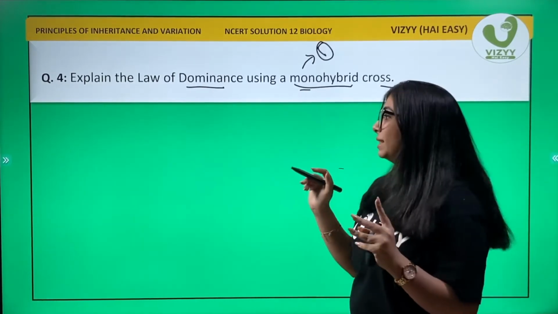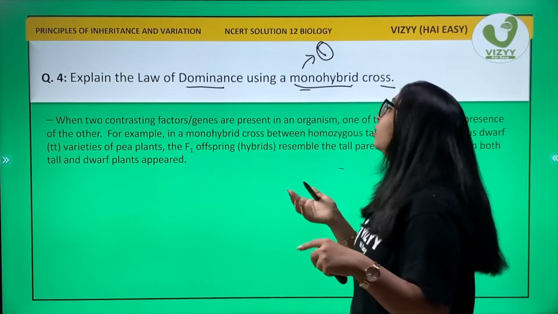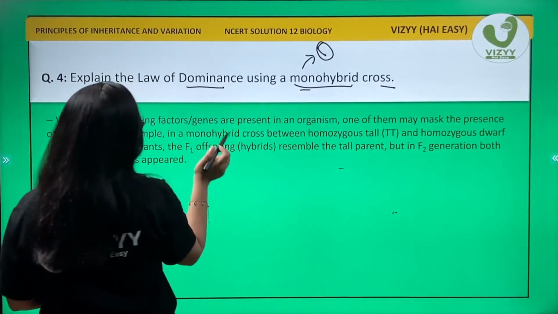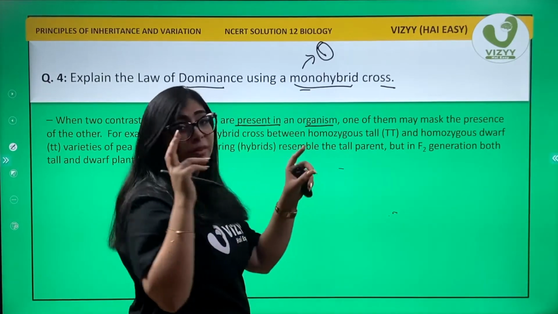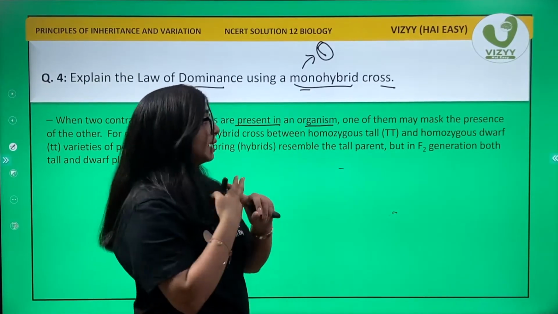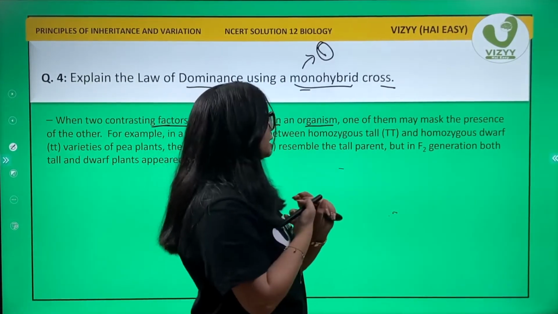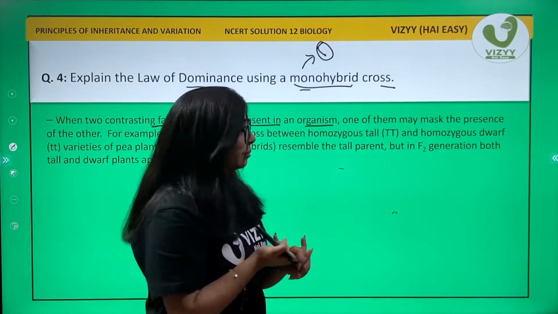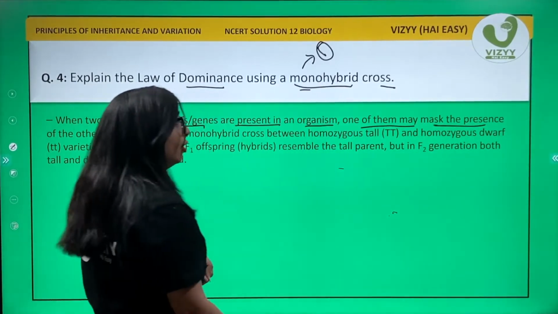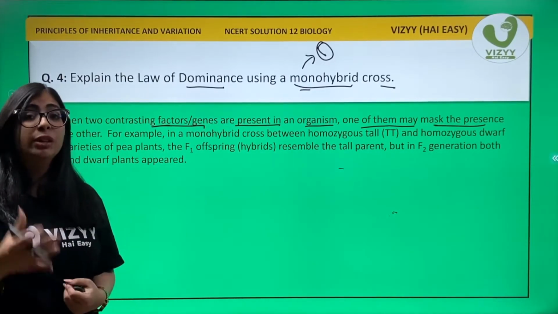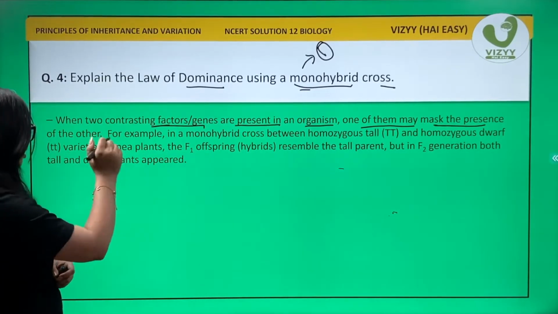Now we start writing: when two contrasting factors or genes are present in an organism, there are two contrasting characters present for the organism. One of them may mask the presence of the other one. One of them will what? Mask the presence of the other one.